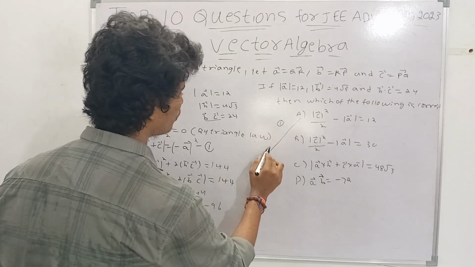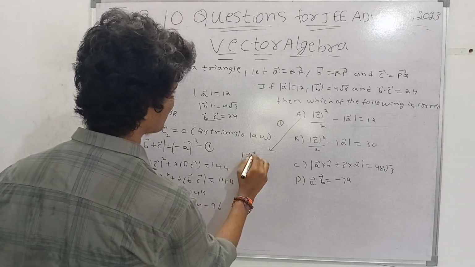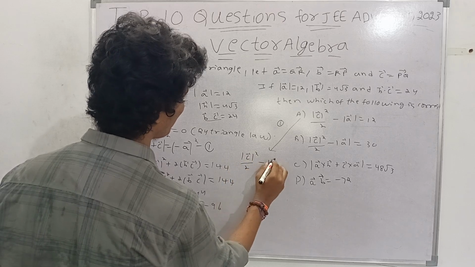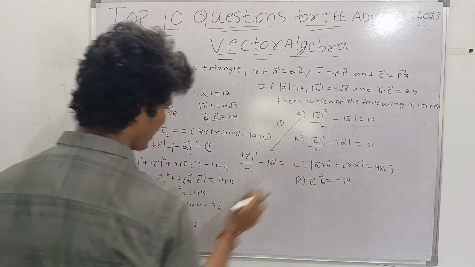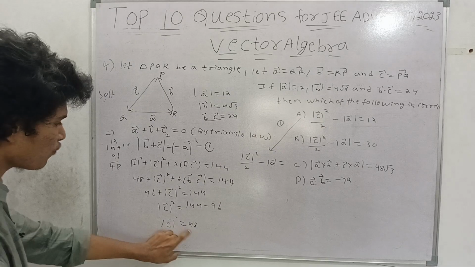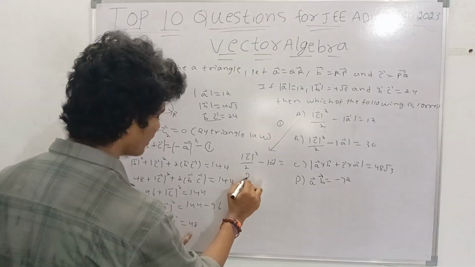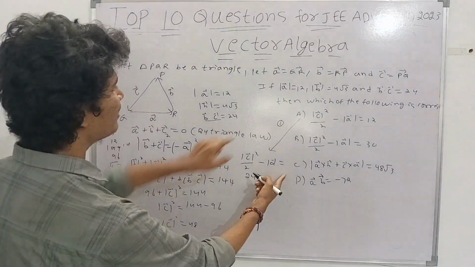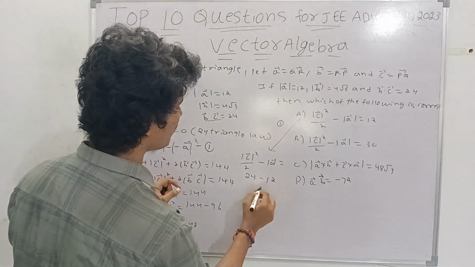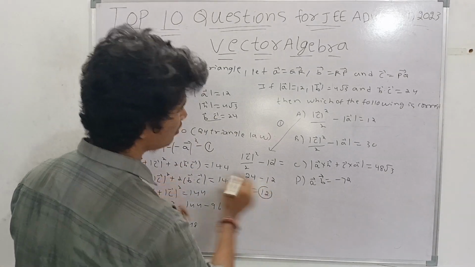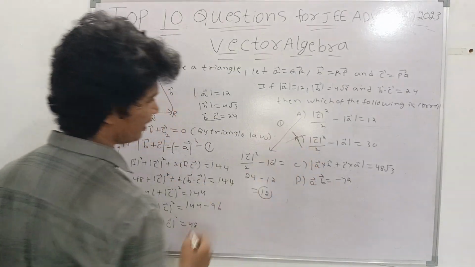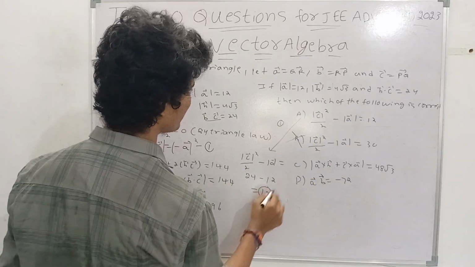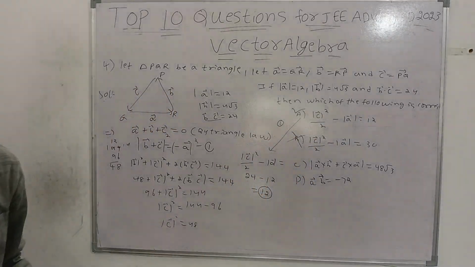So now, the first thing: magnitude of C vector square divided by 2 minus magnitude of A vector equals something we have to find. What is magnitude of C vector square? It is 48. 48 divided by 2 is 24, minus magnitude of A, which is 12. 24 minus 12, what did we get? 12. So 12 equals 12, so option A is correct. So the first answer is done.